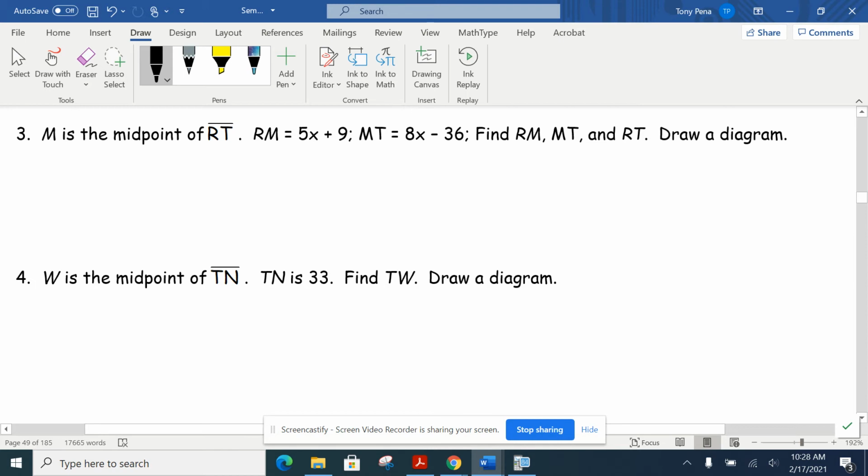Once you have it drawn in, if you're confident in your drawing, see if you can then, now that we have variables here, almost certainly means you need to set up an equation of some sort. So then see if you can get that equation set up.